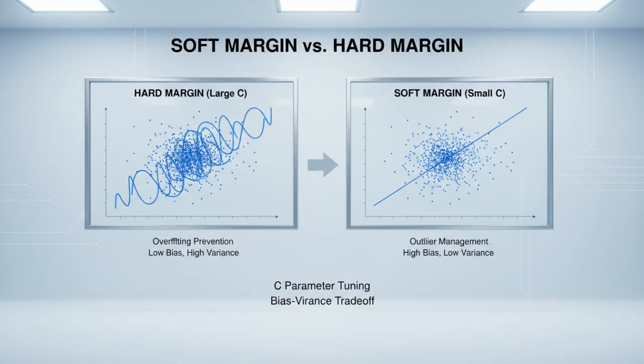A small C value prioritizes a wider margin, even if it misclassifies some points, while a large C value tries to classify everything correctly, potentially resulting in a narrower, more stressed margin.